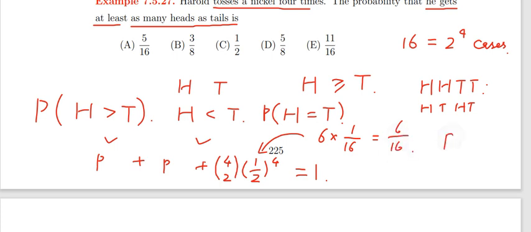So p should equal, since 2p plus 6 over 16 equals 16 over 16, so p should be 5 over 16, right? The other one is 10 over 16, so the total is 16 over 16. Okay, so the answer is equal, 6 over 16, plus larger, 5 over 16, so this equals 11 over 16.